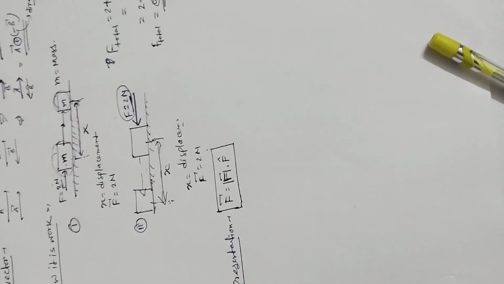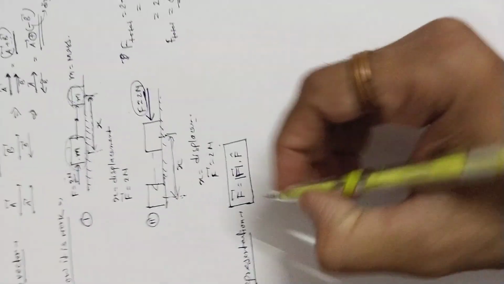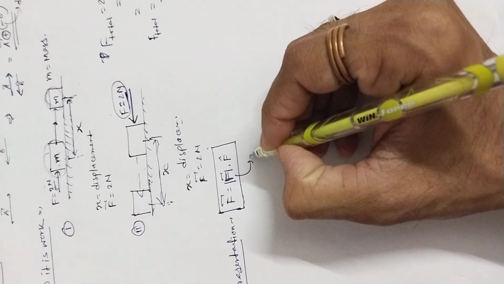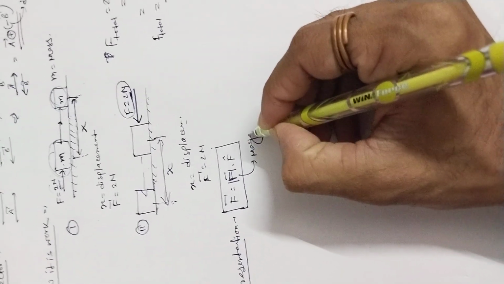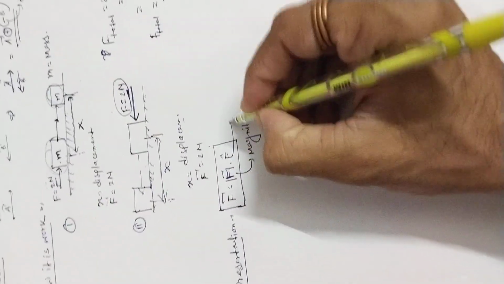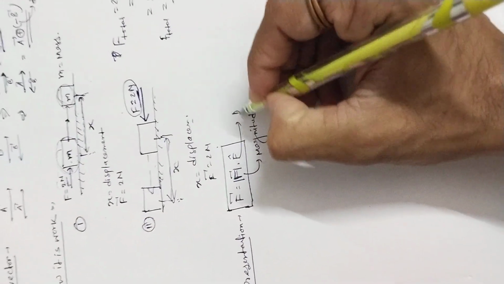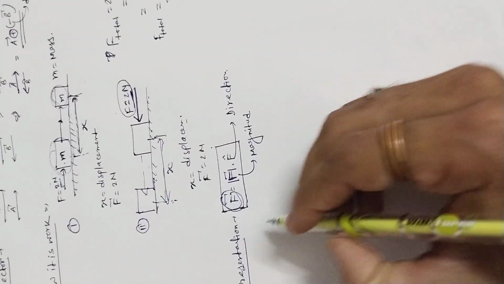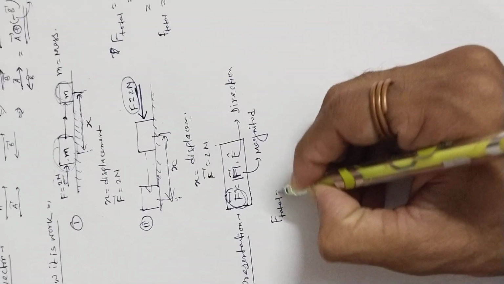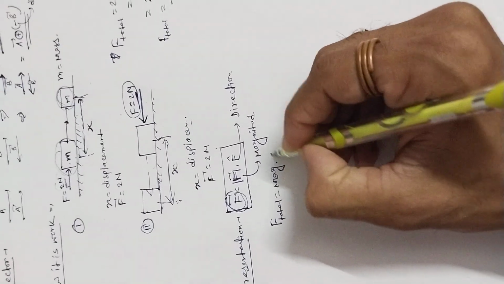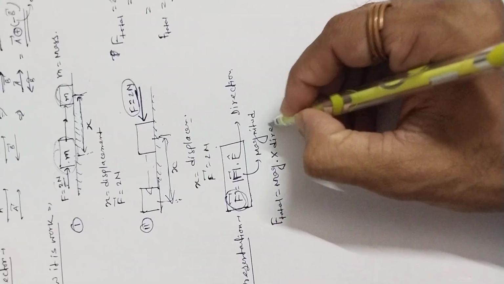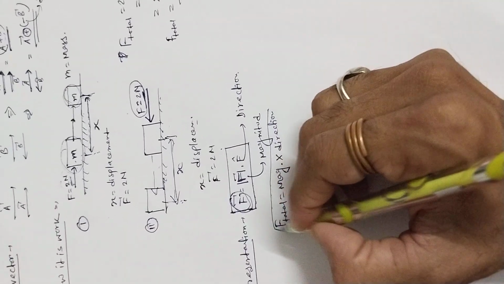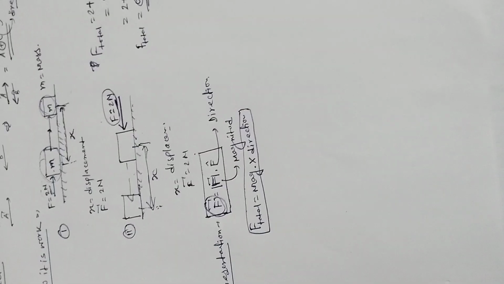Whenever we see the chapter of vector, mod of F means the magnitude, and F cap is the direction. So the total force F total, we can write as magnitude into direction. So the total force equals the multiplication of magnitude and direction. I can write this too, and this is the vector form of motion in a plane.